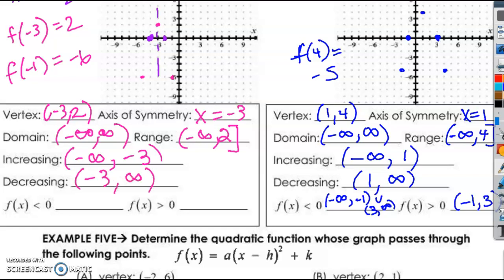Where is the graph less than 0? Not less than or equal to, less than 0. It is from -infinity up to that first x-intercept, which is at -4, in union with -2 to infinity. Where is the graph greater than 0? Where is the graph above the x-axis? Between -4 and -2. Checking that to make sure it's right. Good.